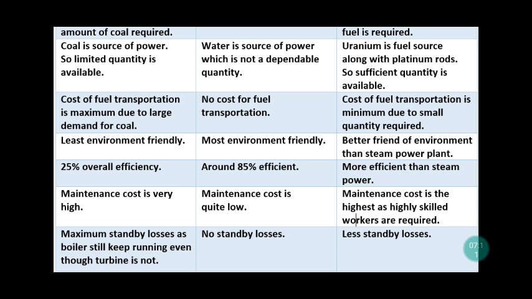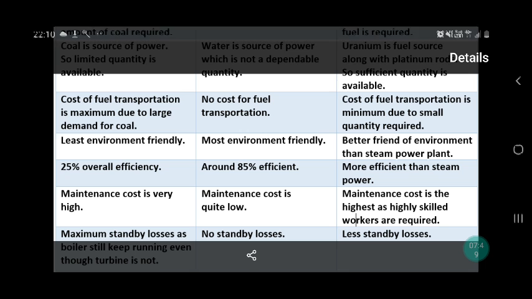Next, efficiency. We will compare the power plants in terms of efficiency. Thermal has 25% overall efficiency. Hydro has around 85% efficiency. And nuclear power plant is more efficient than steam power plant, around 40% efficiency. Remember, among these three plants, thermal power plant has the least efficiency and hydropower plant has the highest efficiency. A nuclear power plant has high efficiency compared to steam plant.